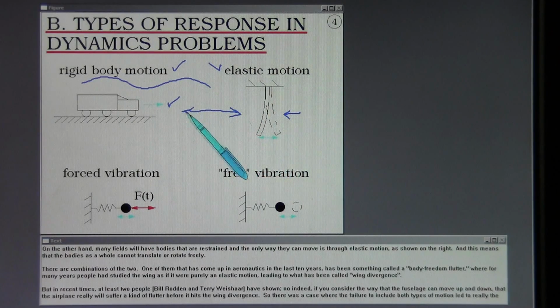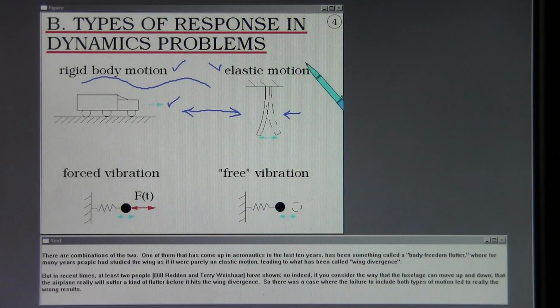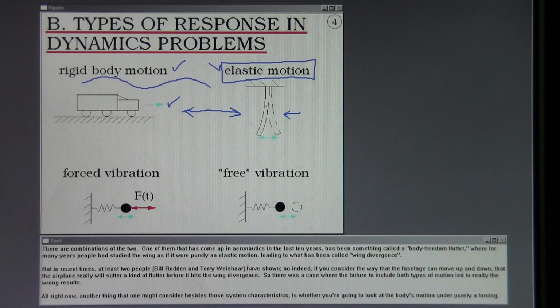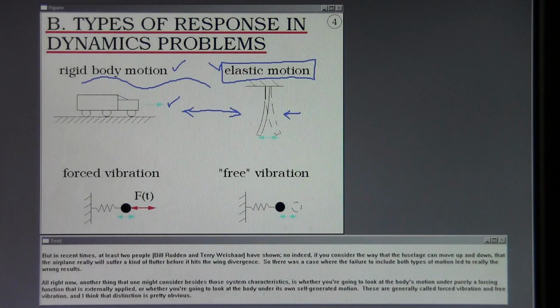One of them that has come up in aeronautics in the last 10 years has been something called body freedom flutter, where for many years people had studied the wing as if it were purely an elastic motion, leading to what has been called wing divergence. But in recent times, at least two people have shown, no, indeed, if you consider the way that the fuselage can move up and down, the airplane really will suffer a kind of flutter before it hits the wing divergence. So there was a case where the failure to include both types of motion led to really the wrong results.